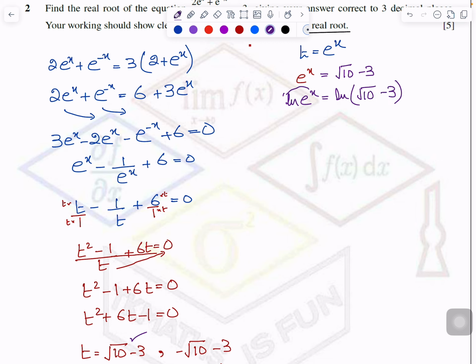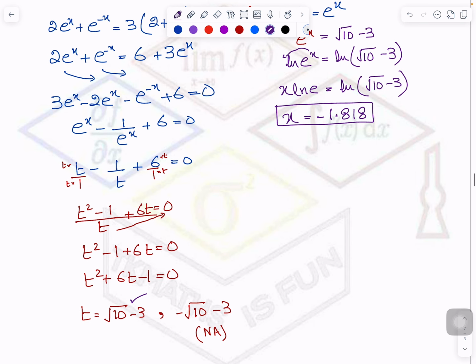So it is root 10 minus 3. Now power law: x times ln e, and we know ln e is 1, right? So x equals ln of root 10 minus 3, which is equivalent to 1.818. So this is my answer for that.